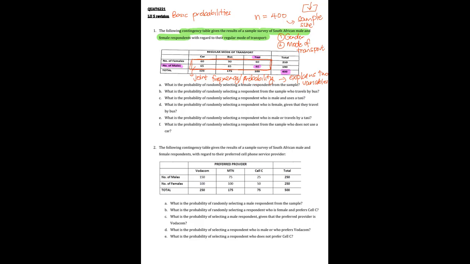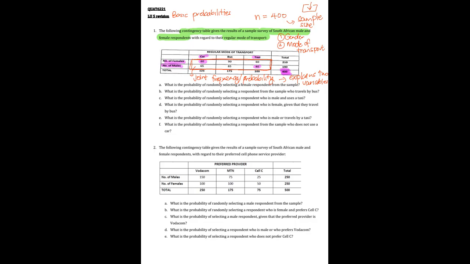So again, for instance, 60 here is telling you that 60 out of the 400 people are females who use a car as a regular mode of transport. Okay, so that is something that you will also come across in your slides, and also in the other videos that I will upload. Let's look at the questions.